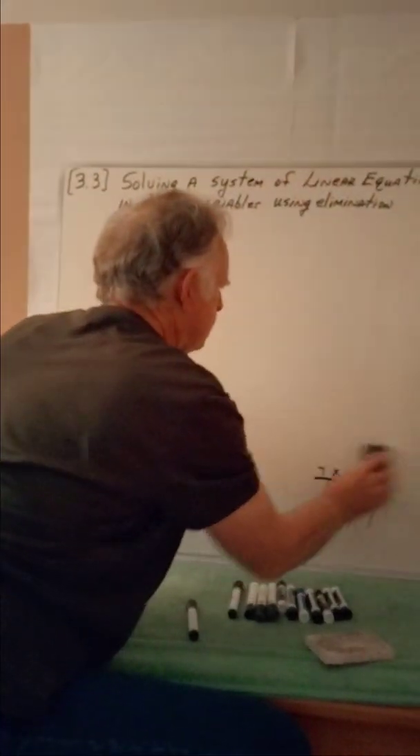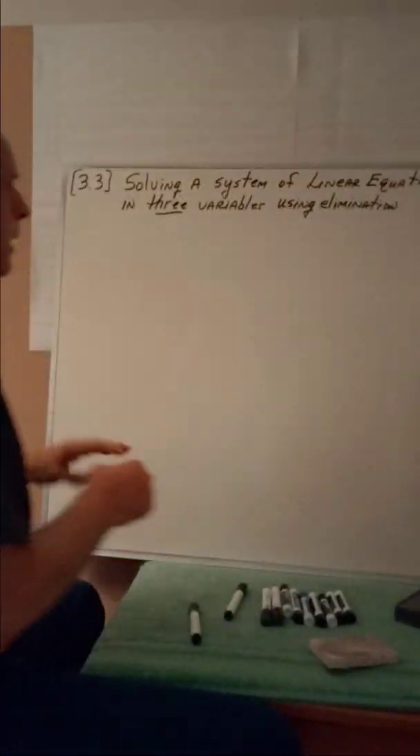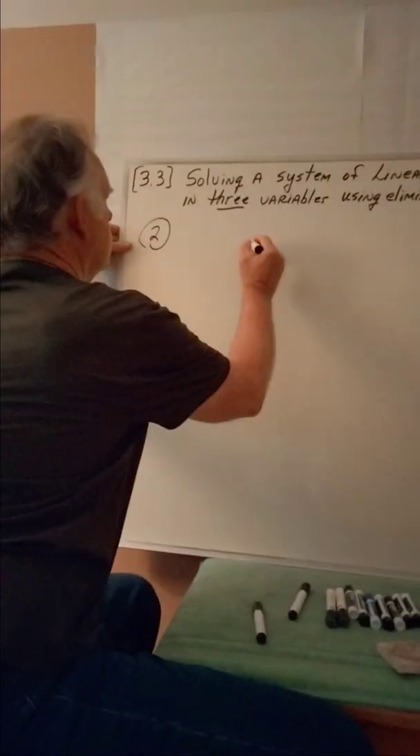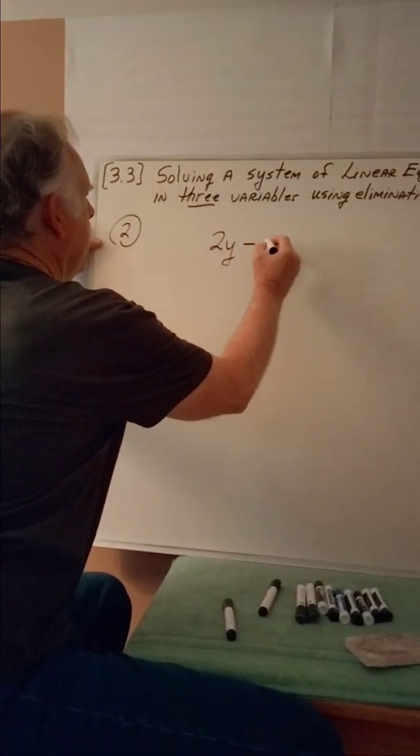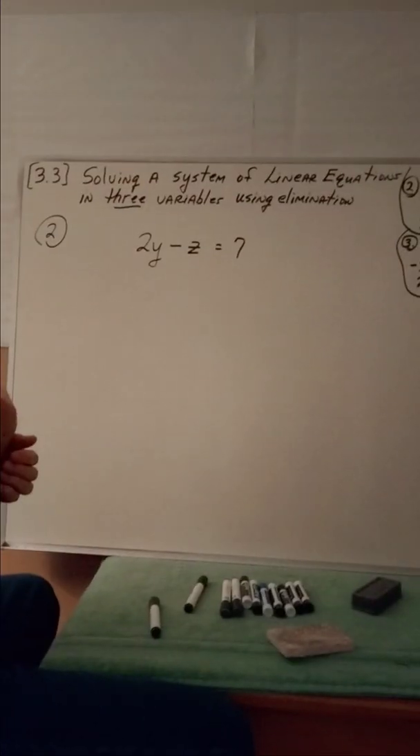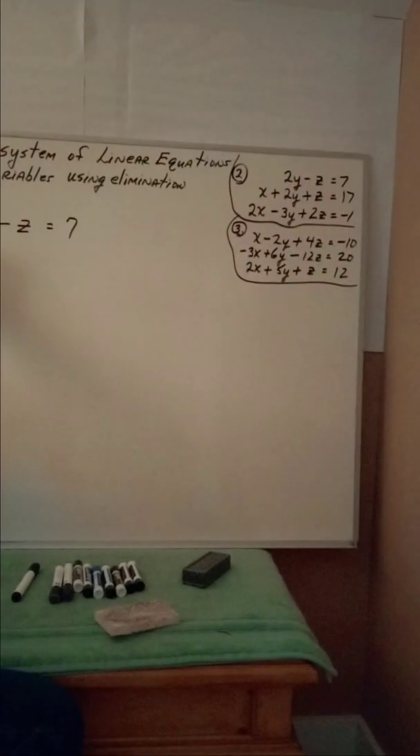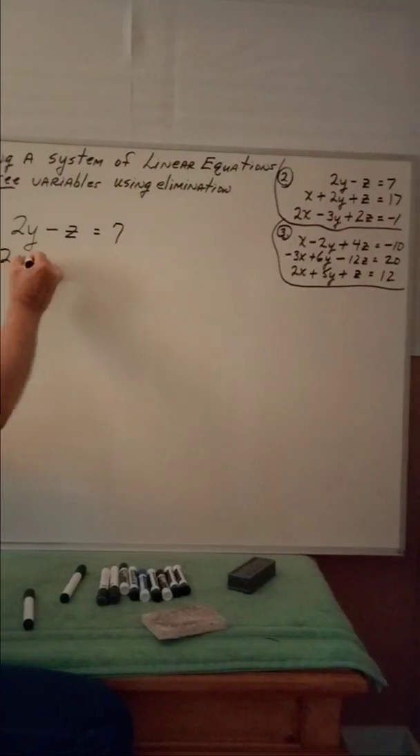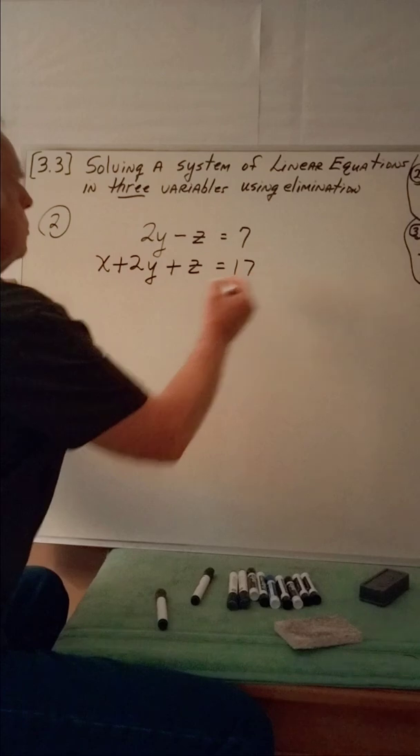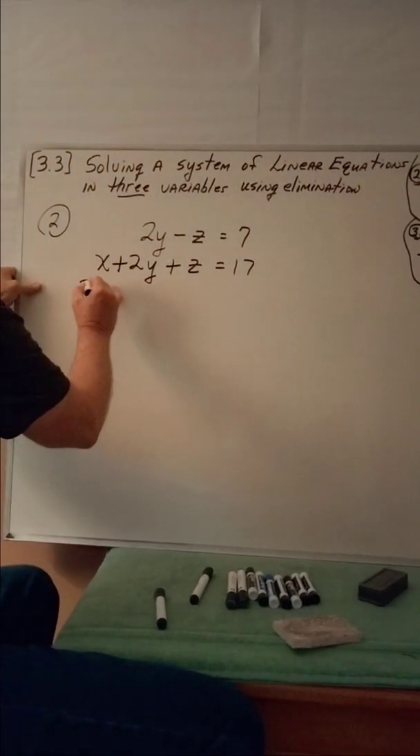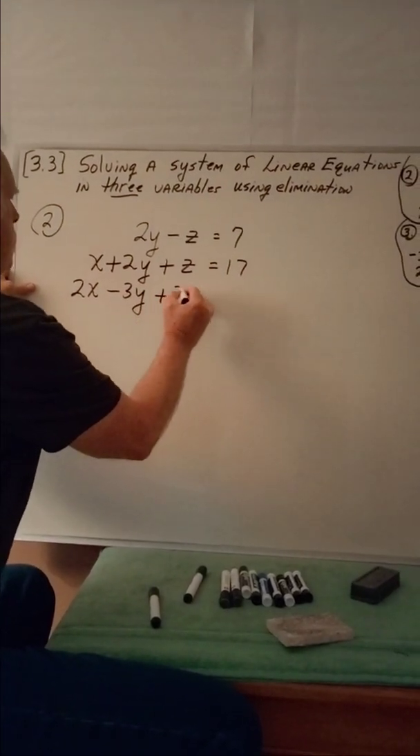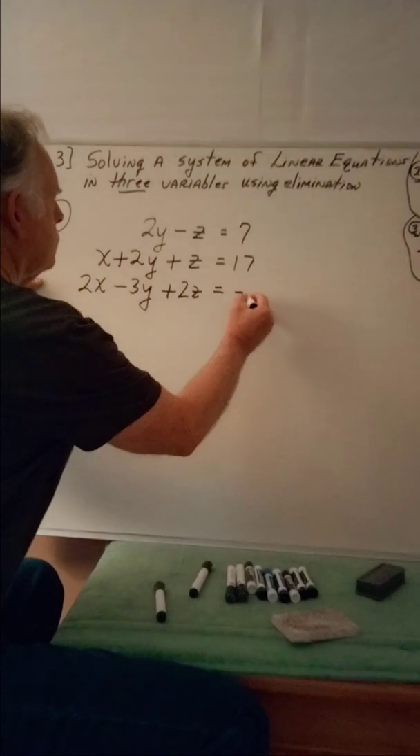Now let's take a look at number 2. There is a reason for it. Number 2, it looks like this. 2y minus z is equal to 7. The second equation, x plus 2y plus z is equal to 17. And the third equation, 2x, negative 3y, positive 2z is equal to negative 1.